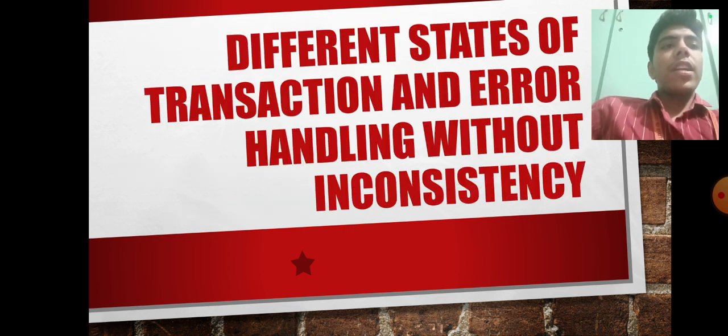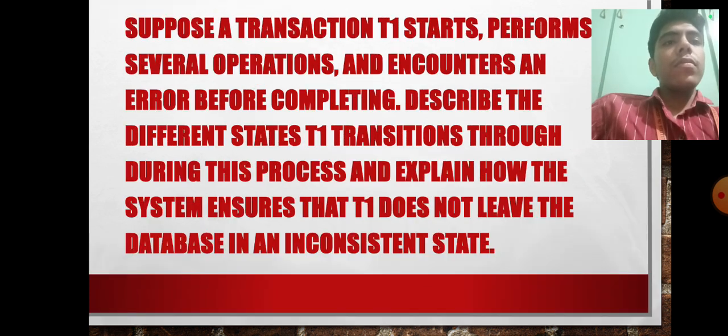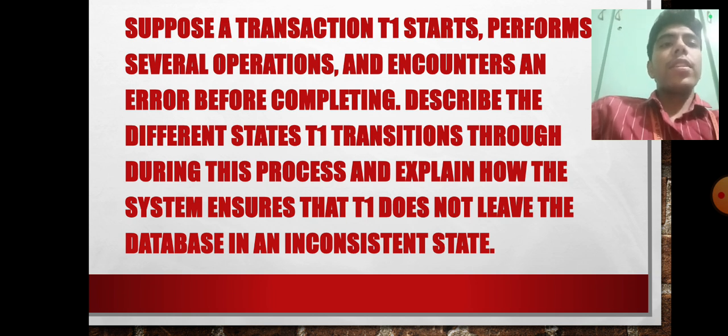My topic is different states of transaction and error handling without inconsistency. The actual question I got is: suppose a transaction T1 starts, performs several operations, and encounters an error before completing. Describe the different states T1 goes through during this process and explain how the system ensures that T1 does not leave the database in an inconsistent state.